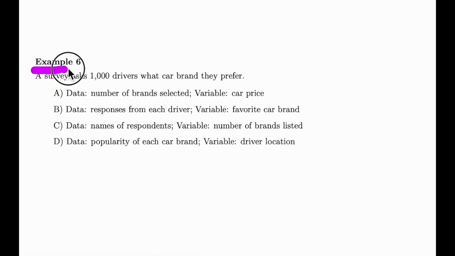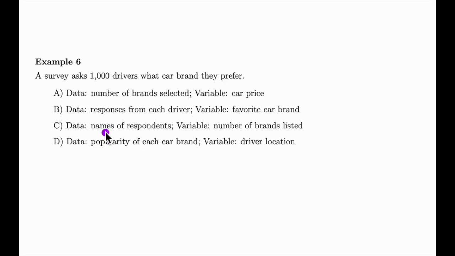Now let's look at example 6. We have a survey asks 1,000 drivers what car brand they prefer. So similarly, in this example, the car preference survey, the variable that's being measured is the favorite car brand. That's the question that's being asked, and that is what's going to change from person to person. That is the characteristic that can take on different values, such as Toyota or Ford or Honda. So that would be our variable.